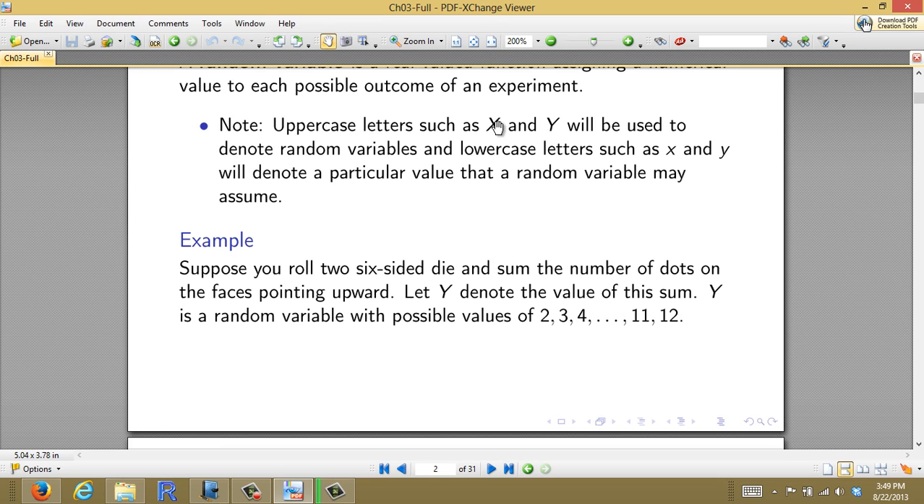random variable may assume. So suppose you roll two six-sided die and you sum the number of dots on the faces pointing upward. Let y denote the value of this sum. Then in that case, y is going to be a random variable with possible values 2, 3, 4, all the way up through 12. And so we have a random experiment. We're rolling two die. The outcomes are the number of spots or dots that are facing upward after we roll the two die, and the variable, the function, simply takes the number of dots, adds them together, and that's going to be our random variable.